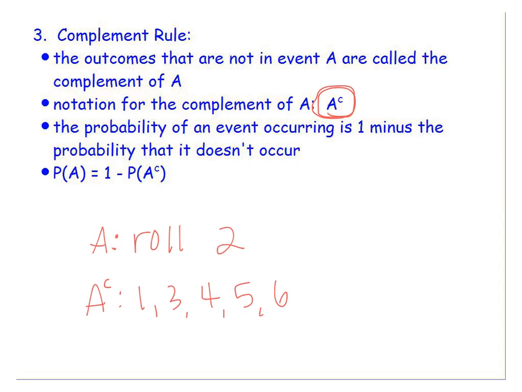The probability of an event occurring is 1 minus the probability that it doesn't. In other words, the probability of A is equal to 1 minus its complement. This is helpful when you have very large problems. Sometimes it's easier to find this one, and if you can find that one, you subtract from 1 and you're left with the one that you're wanting. So let's just look at a couple of last examples before we're done.